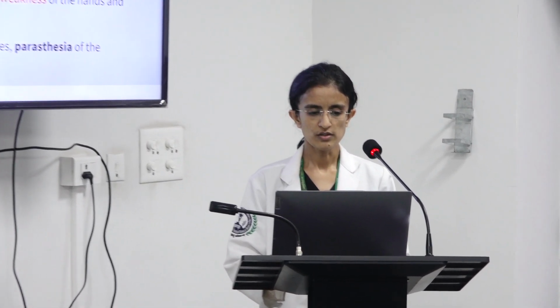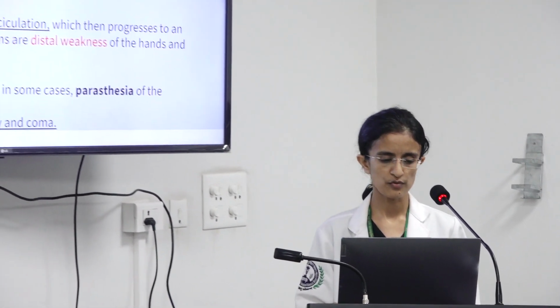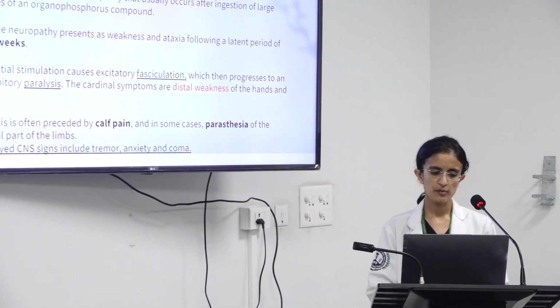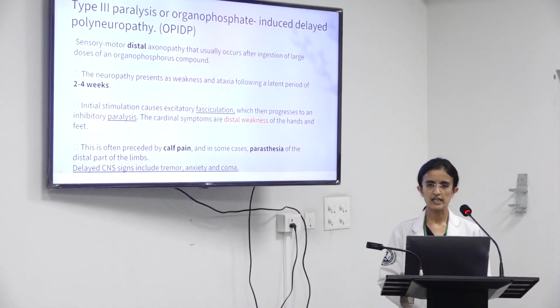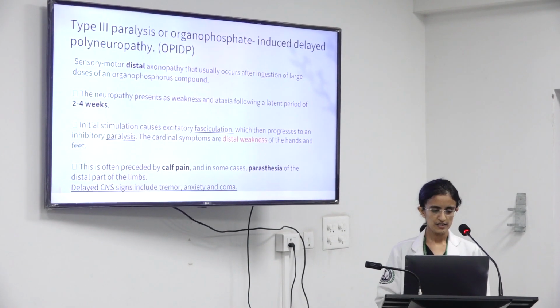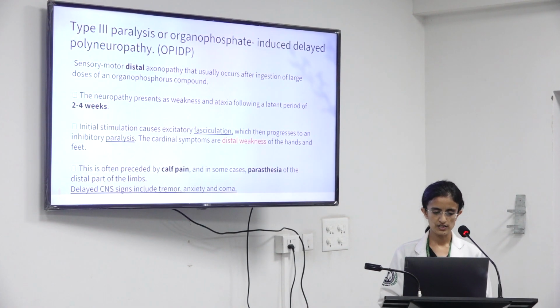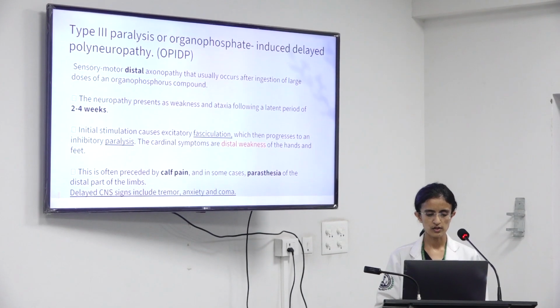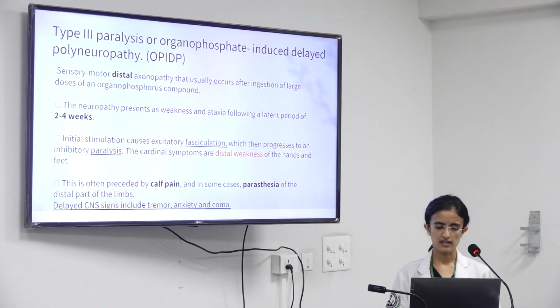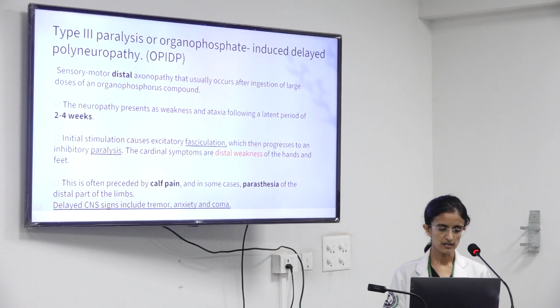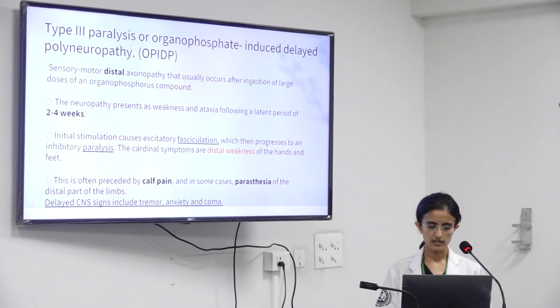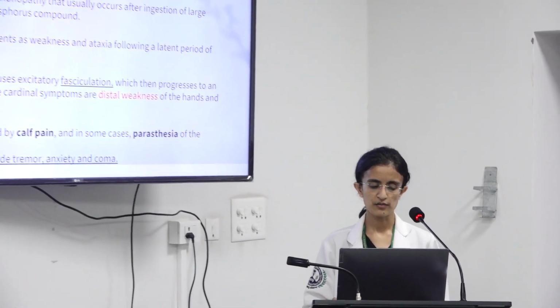Type 3 paralysis or organophosphate-induced delayed polyneuropathy is a sensory motor distal axonopathy that usually occurs after ingestion of large doses of organophosphate compound. The neuropathy presents with weakness and ataxia following a latent period of 2 to 4 weeks. Initial stimulation causes excitatory fasciculations, which often progress to inhibition and paralysis. The cardinal symptoms are distal weakness of the hands and feet. This is often preceded by calf pain and in some cases paresthesia of the distal parts of the limbs.